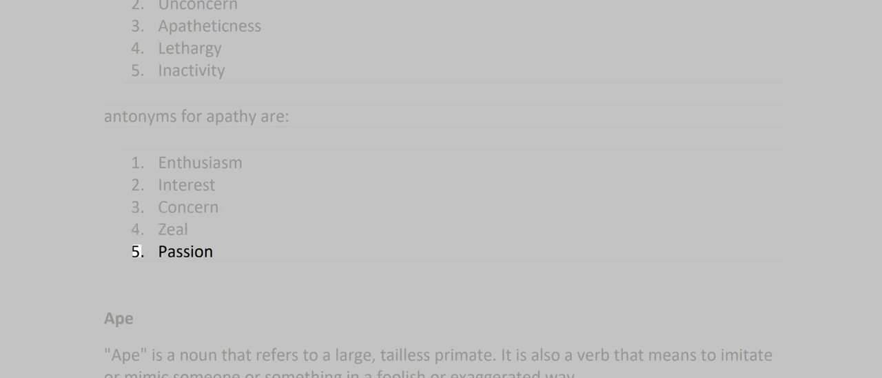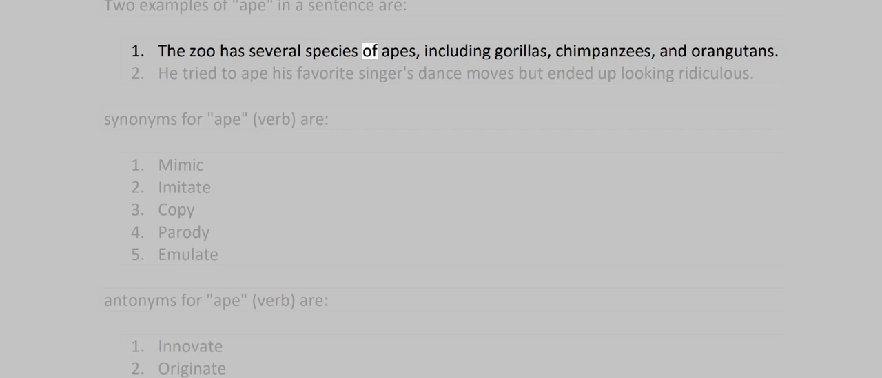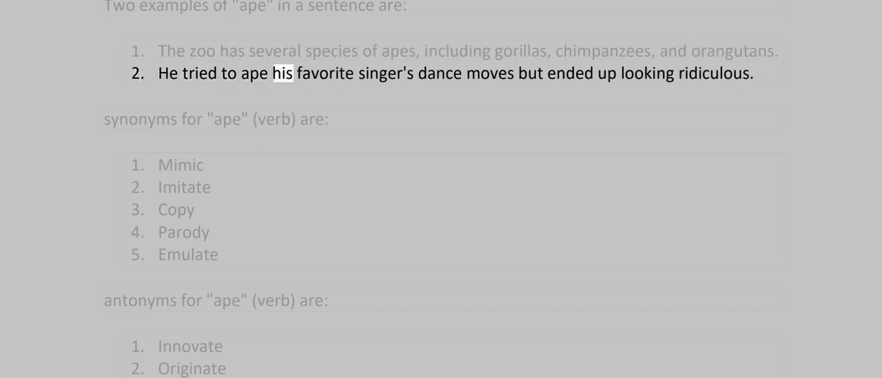4. Zeal. 5. Passion. Ape. Ape is a noun that refers to a large, tailless primate. It is also a verb that means to imitate or mimic someone or something in a foolish or exaggerated way. Two examples of ape in a sentence are: 1. The zoo has several species of apes, including gorillas, chimpanzees, and orangutans. 2. He tried to ape his favorite singer's dance moves but ended up looking ridiculous.